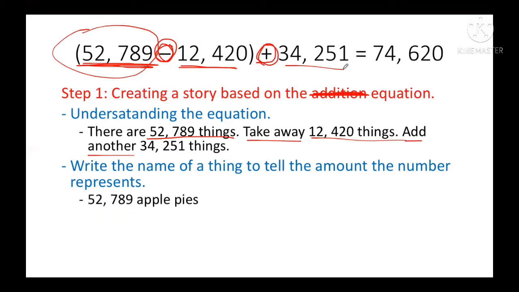Here I chose apple pies. You know what apple pie is? This is delicious. I like apple pie. So I put here 52,789 apple pies, 12,420 apple pies, 34,251 apple pies. Okay? Apple pie is my word now. So that will be our step one.